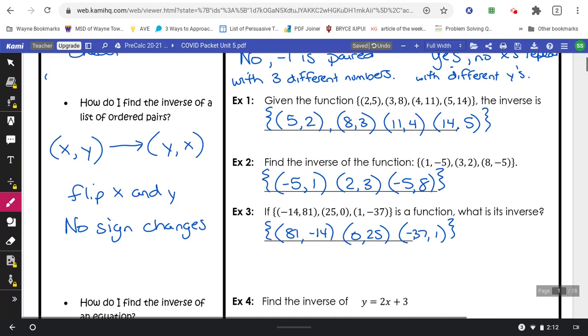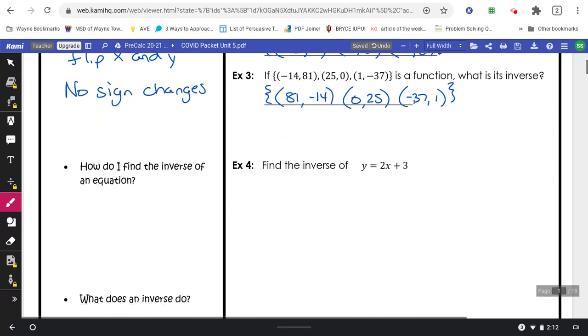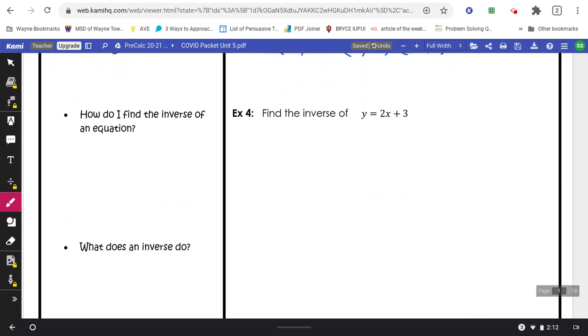All right, now we're going to focus on finding the inverse of an equation. So if you're actually given the full equation, what do we do? So there's 2 steps here. You're going to start by switching your x and y. After you switch your x and y, you're just going to solve for y. Sometimes solving for y is going to involve a lot of work. Sometimes it's going to involve just a little bit of work. It just depends on the problem.